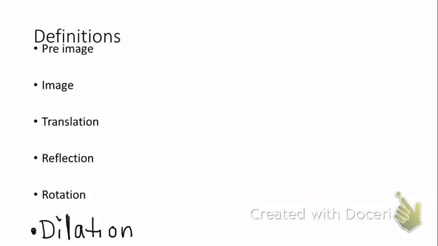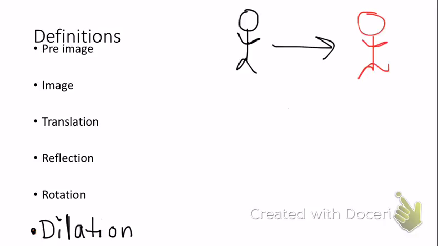All right, we're going to go over some definitions of transformations. Here listed are the different vocabulary words. So if we were to take a picture and we were to move that, anytime we move it, it's called a transformation. And so our original is called the pre-image. And then after we move it, it's called the image.